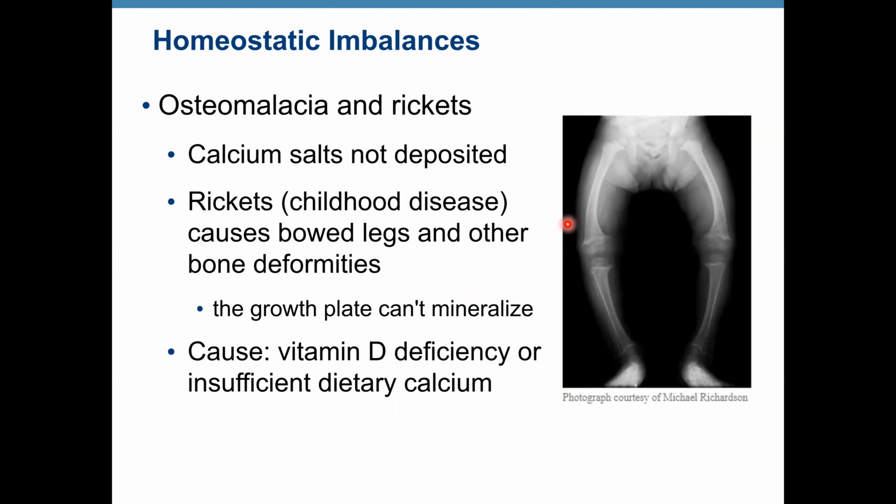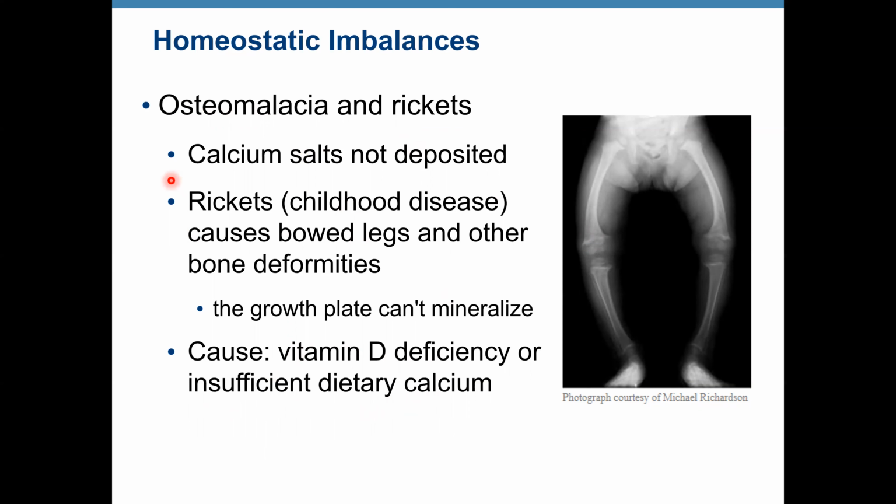A very distinct characteristic of rickets is bowed legs and other bone deformities. Osteomalacia happens later in life, and because it's a condition of people who are already grown-ups, it will not cause these bowed legs. The causes of osteomalacia and rickets can be vitamin D deficiency or insufficient dietary calcium.